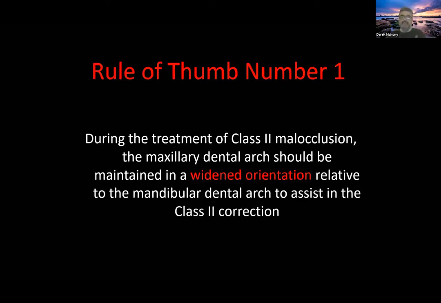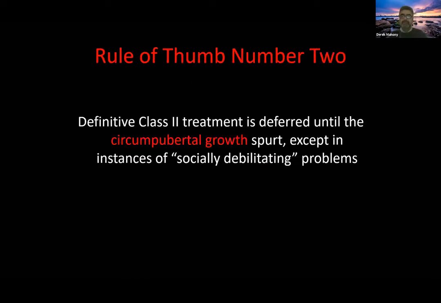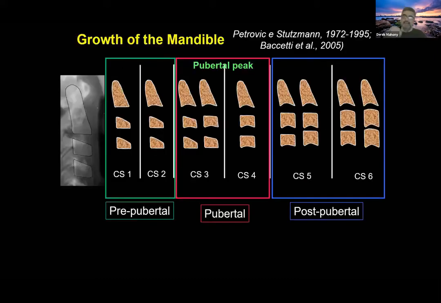So in his rules, during the treatment of class 2, the maxillary arch should be maintained in a widened orientation relative to the mandibular dental arch to assist in class 2 correction. And you want to do this during circumpubertal growth spurts, right? And again, in Franchi and Baccetti, that is CVM4. And so if I have arch development early, appliance in during mandibular growth, I can correct most of these problems.